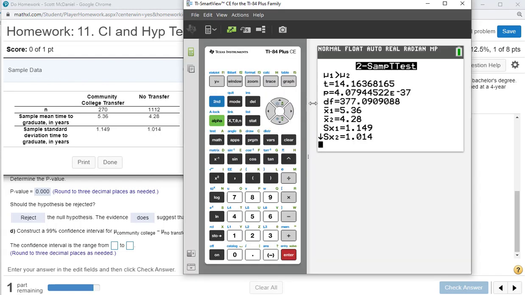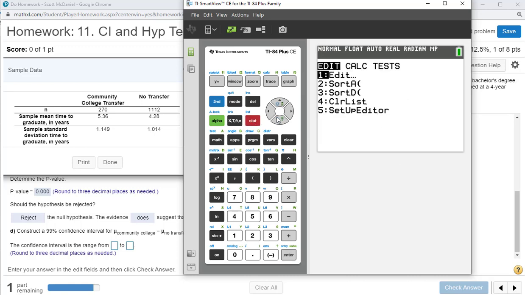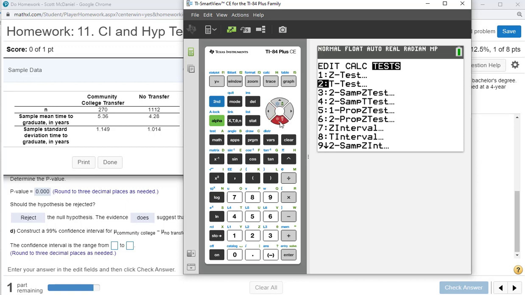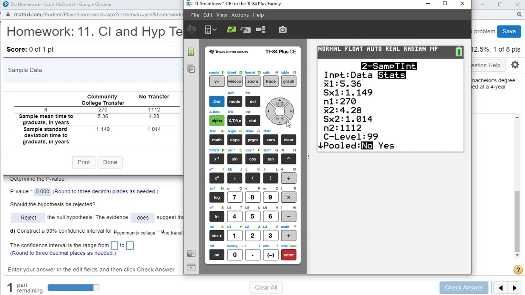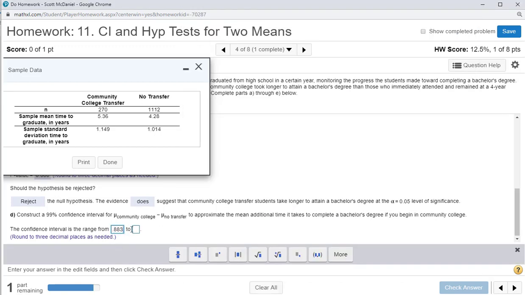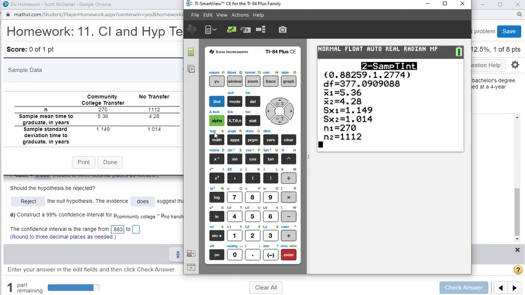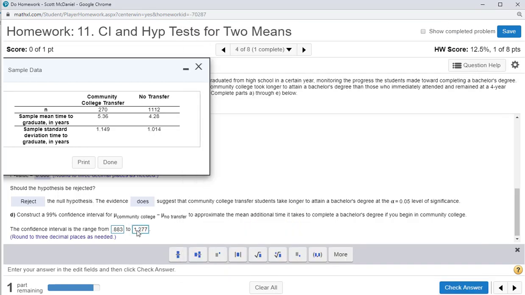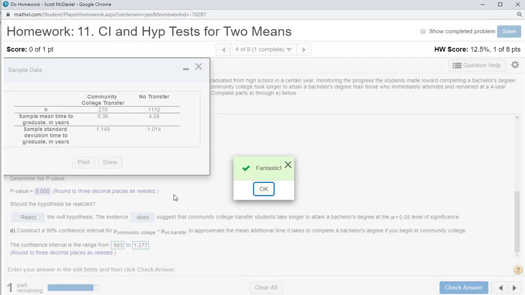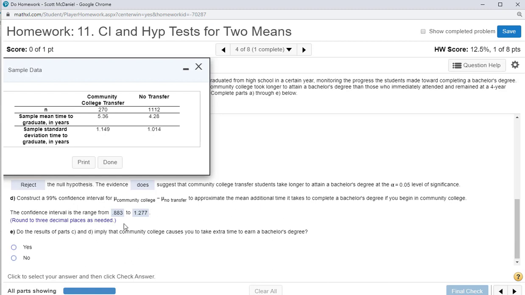The good news is when you have all this put in here in this calculator, it should preserve all those values. So two sample t test, nope, we just ran that. So two sample t interval, make sure you don't pick z. It kept everything, it looks like. And we're running 99%, stay out of the pool, calculate. So we're running to three places, so 0.883, and the upper bound was 1.277. So it's about a year longer, right?